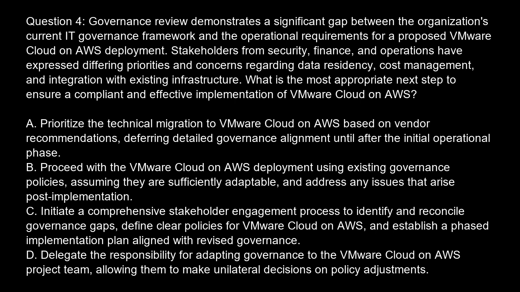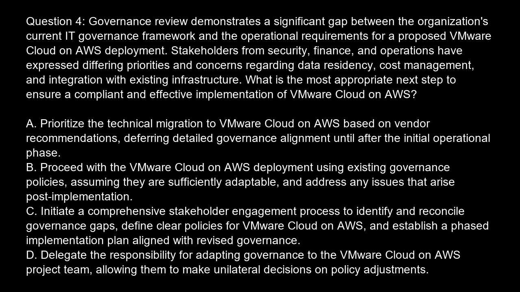Option A. Prioritize the technical migration to VMware Cloud on AWS based on vendor recommendations, deferring detailed governance alignment until after the initial operational phase. Option B. Proceed with the VMware Cloud on AWS deployment using existing governance policies, assuming they are sufficiently adaptable, and address any issues that arise post-implementation.